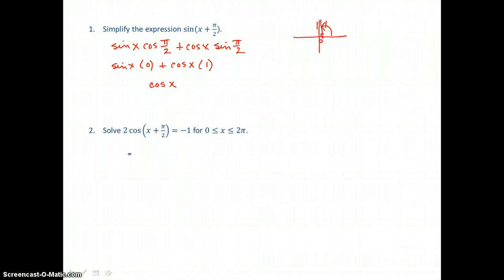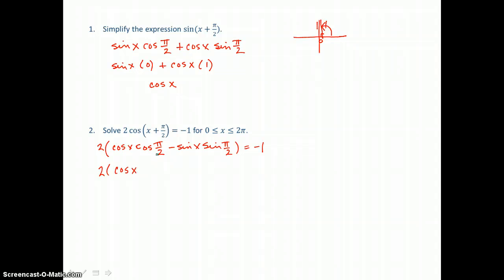Okay, in the second example on this page, we're solving an equation, and we've got the cosine of a sum in our equation. We want solutions for x between 0 and 2 pi. So the first thing I'm going to do is use my sum formula for cosine and replace that cosine of a sum with cosine x, cosine pi over 2, minus sine x, sine of pi over 2, and that equals -1. Okay, now I need values for the cosine of pi over 2 and the sine of pi over 2 again.